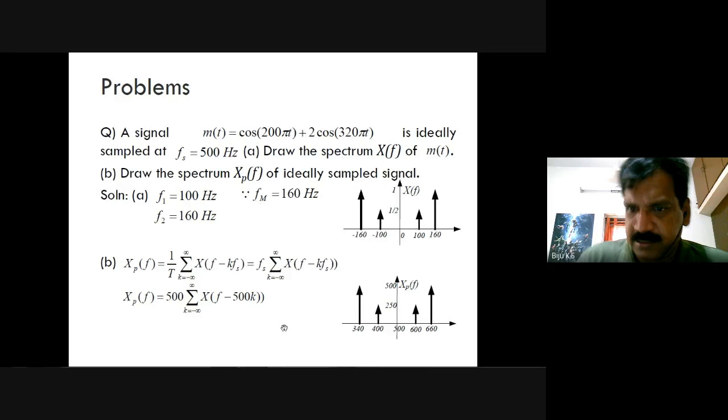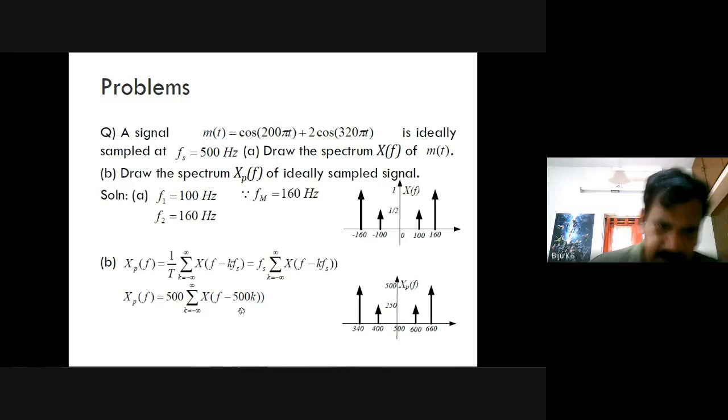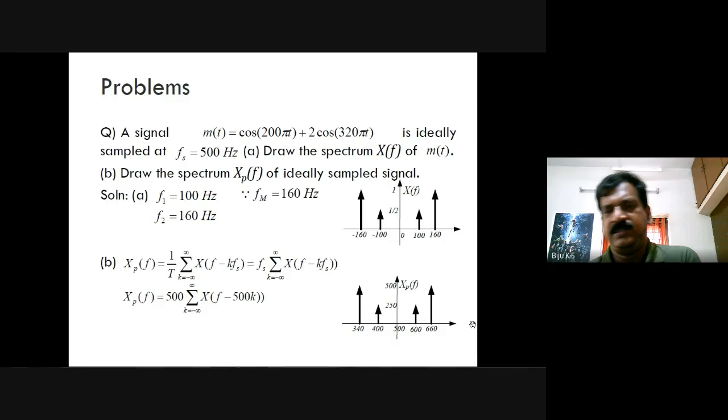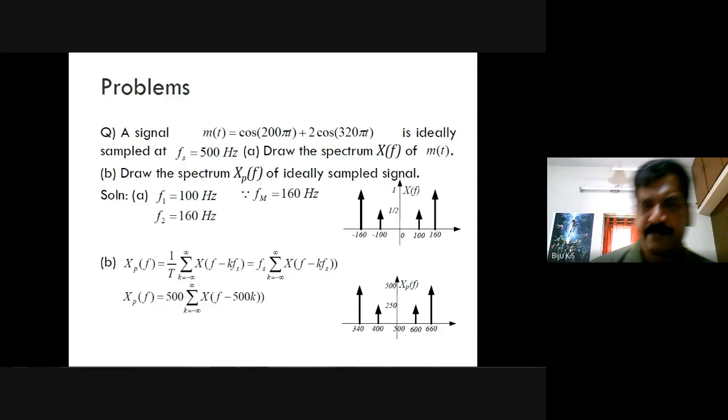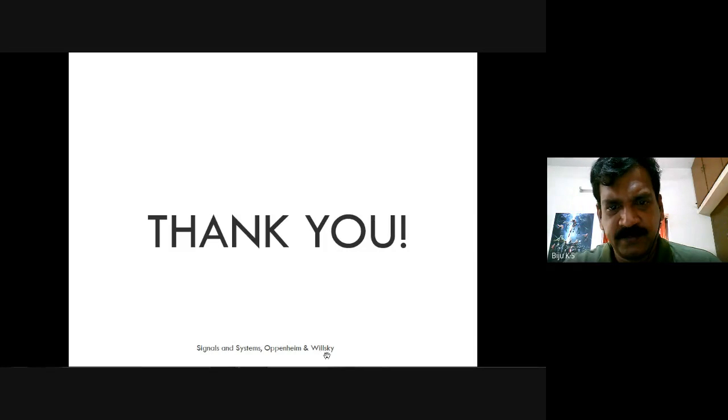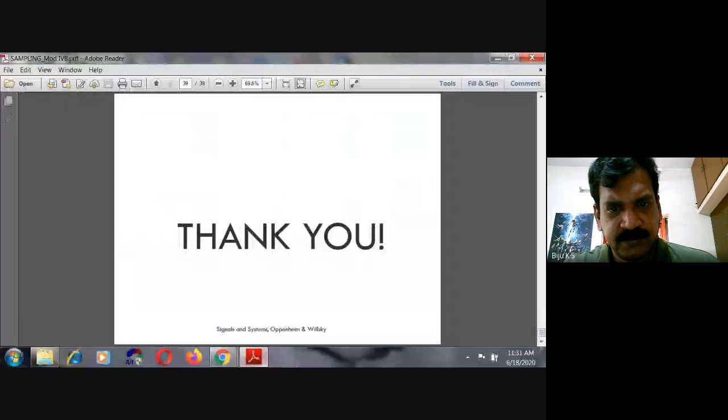So actually, this is a replica of this one. So by adding or subtracting and combining this signal, Xp(j omega) will be a replica of the spectrum of this one. So we finish this portion.